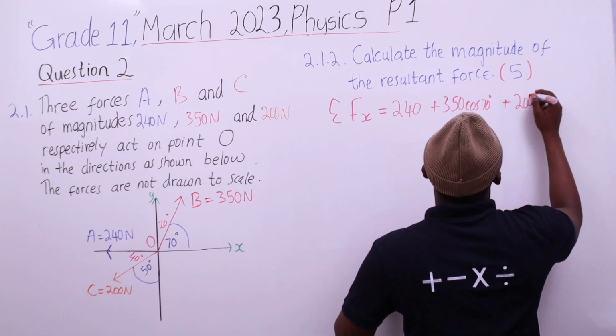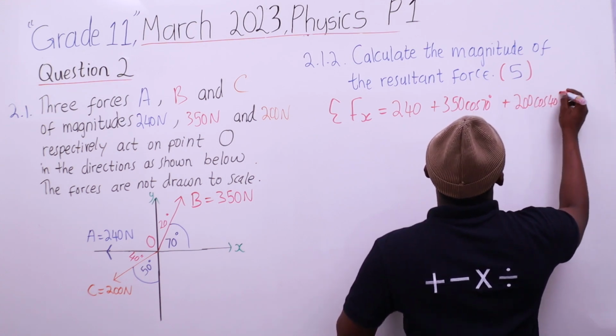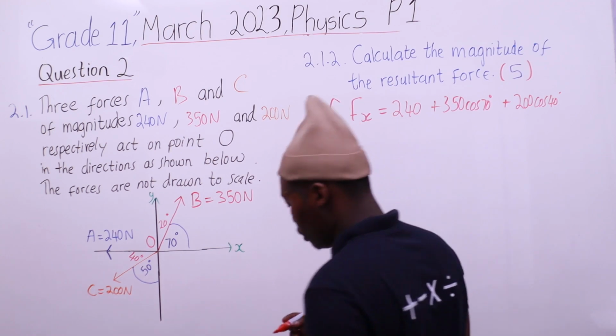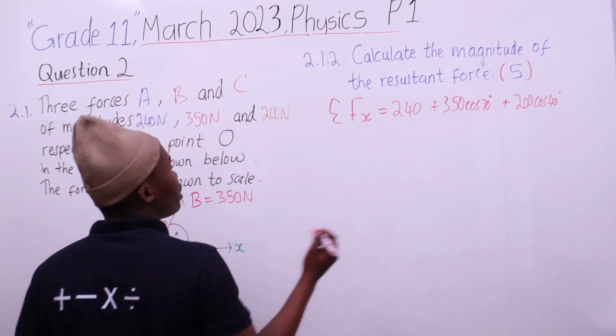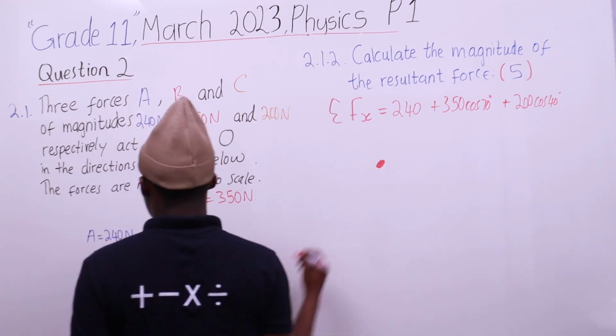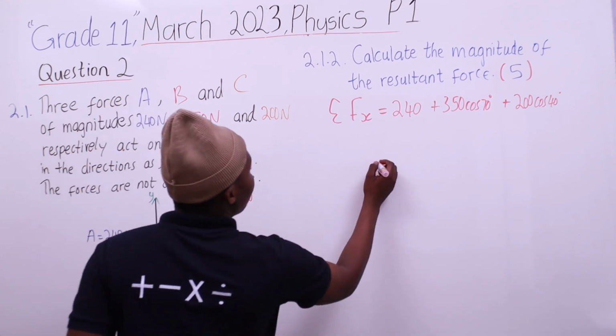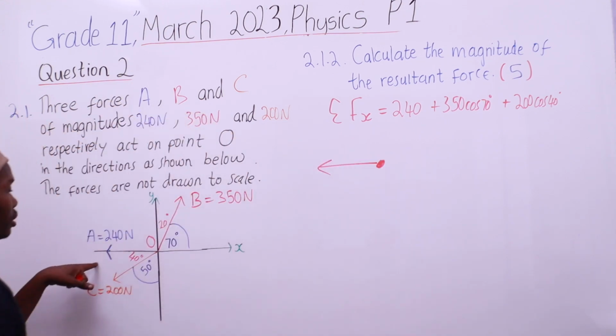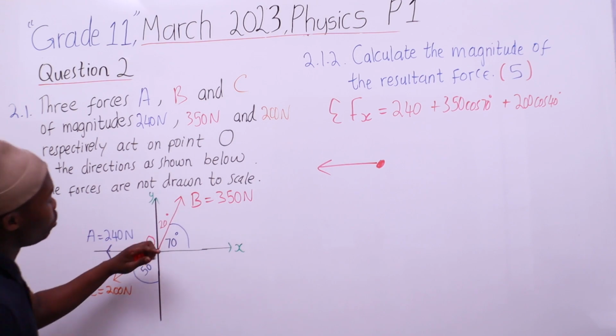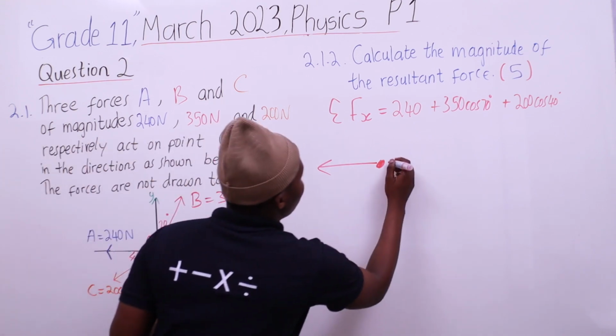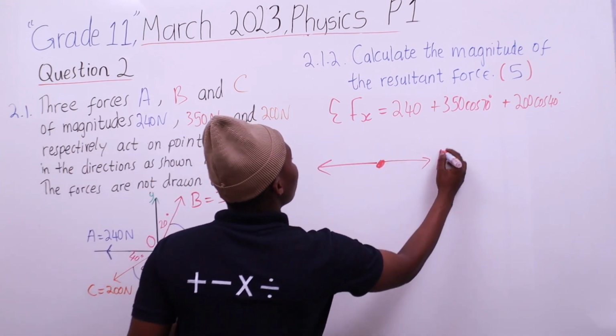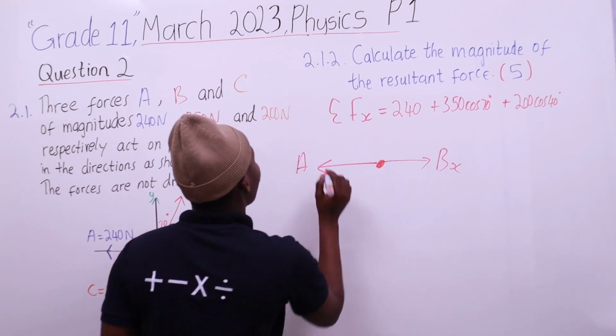So 200 cos of 40. But we must not forget the directions, because they matter. So what do we have here? This is the first force. And then this one has a component here. There is a component here, so Bx, this is just A.